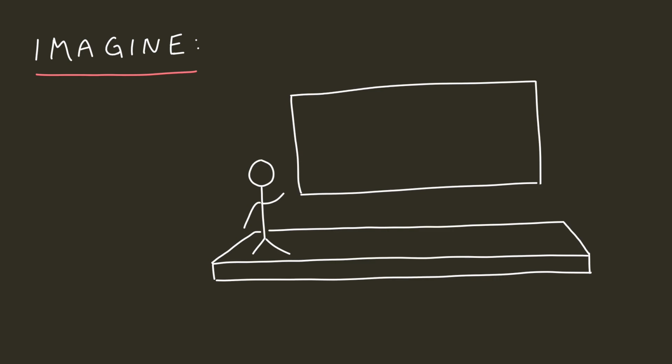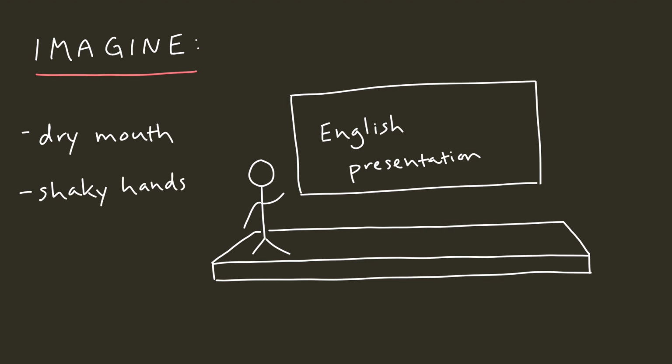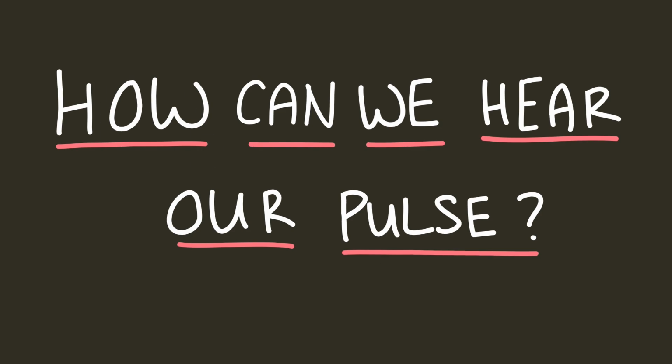Imagine, you're at the front of your English class about to give a presentation. Your mouth goes dry and your hands quiver as you grip your cue cards so tightly that your knuckles turn white. You get an uneasy feeling in your stomach and you start to hear your pulse thundering in your ears. Lub dub, lub dub, lub dub. How is it that we're able to hear our own pulse?